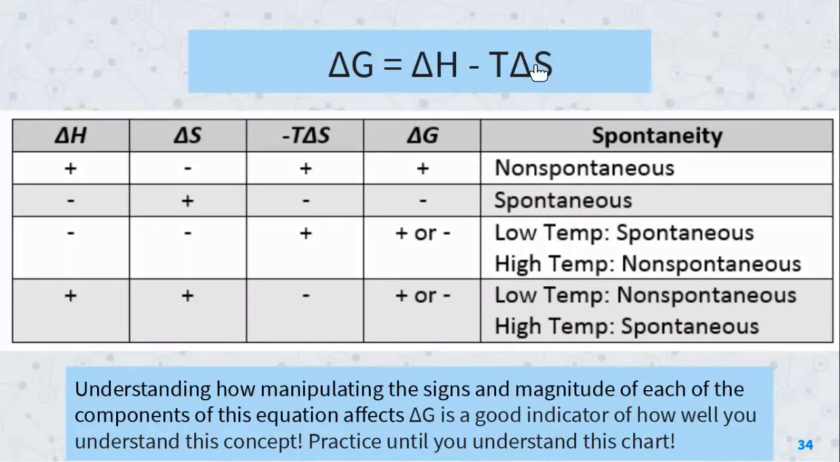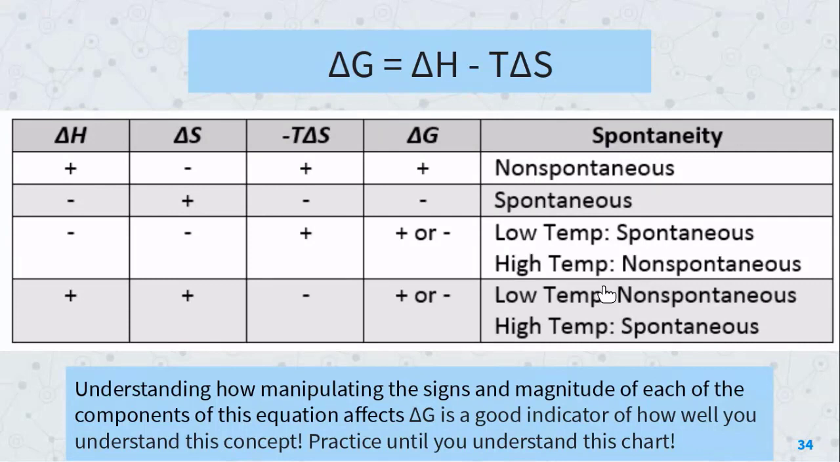If this is positive and this is negative, remember negative times a negative, this component will be positive too. So if this is positive and positive, delta G will always be positive, which means there is no temperature where these signs will ever have a spontaneous reaction. And on the flip side, these signs will always be spontaneous because negative delta H is exothermic, positive delta S is increasing entropy. Those are both what we want. So if we have this negative and this positive, which is a negative in front of this, that'll be negative and negative. So there's no way for delta G to ever be positive, which means it'll always be spontaneous.